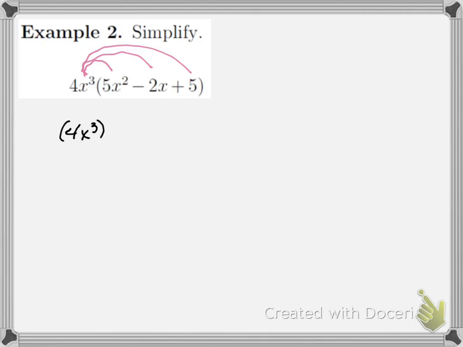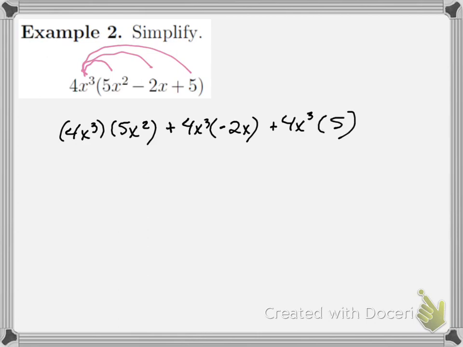So we're going to have 4x cubed times 5x squared plus 4x cubed times negative 2x. If you wanted to, you could put the negative outside. It really doesn't matter where you put it, as long as you don't forget it entirely. Plus 4x cubed times 5. Okay, so let's keep going and see if we can simplify this.